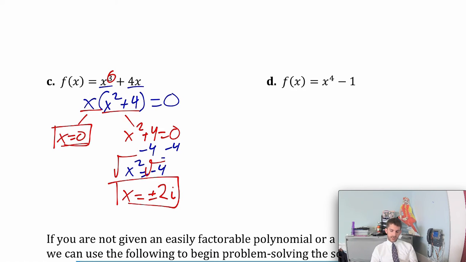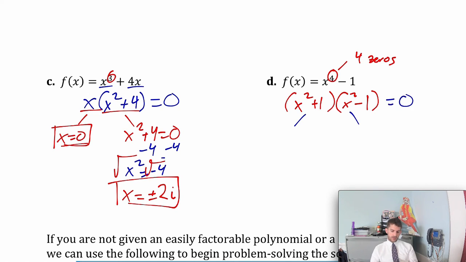Now letter D is x to the fourth minus 1, which means we should have 4 zeros, even if some of the zeros are repeats. So for x to the fourth minus 1, this one's going to be a little goofy because we have to factor it. It's factorable into x squared plus 1 times x squared minus 1. It's kind of like that difference of squares that we saw in the past, but this is like a difference of quartics. So we have two of these situations that we need to set equal to 0. So we have x squared plus 1 equals 0 and x squared minus 1 equals 0.